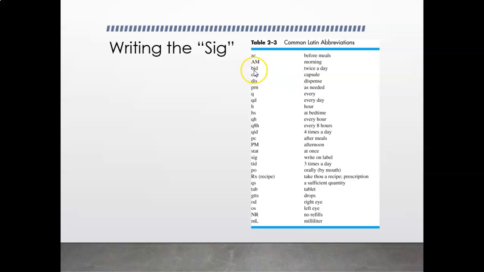Things like twice a day, BID, or PO, orally, by mouth, TID, 3 times a day. Those are some things that you're really going to want to commit to memory. QID, 4 times a day. And then, where's the once a day? QD, every day. PRN, as needed. And DIS, dispense. So really all of these are ones that you're going to want to become very familiar with. Before meals, after meals, all those sorts of things. Take 1 hour before appointment. You have to be familiar with how to write that up with these common Latin abbreviations.